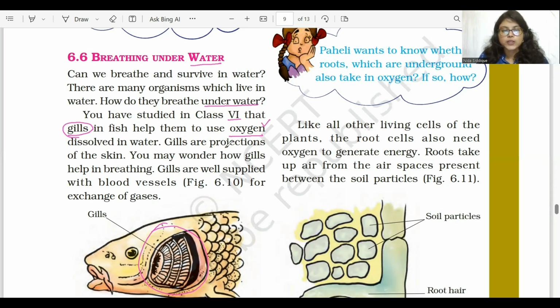Gills are actually projections of the skin. Now you may wonder how gills help in breathing. Well, gills are supplied with blood vessels, and inside these blood vessels there is an exchange of gases. Oxygen will be taken in and carbon dioxide will be released. The exchange of carbon dioxide occurs.